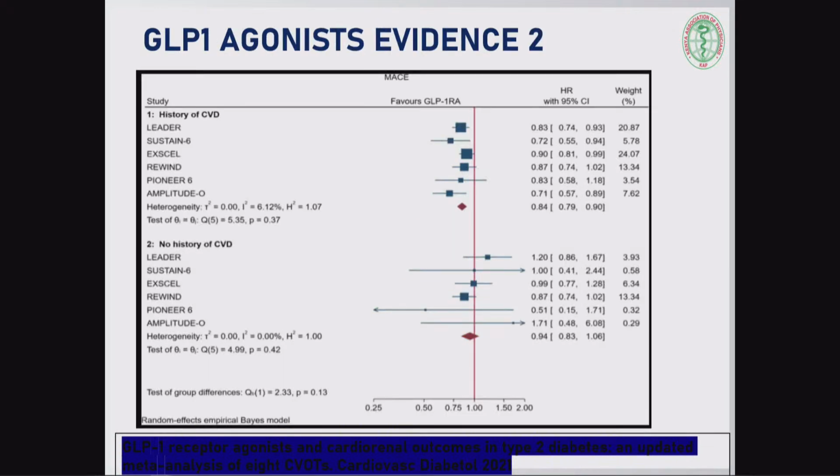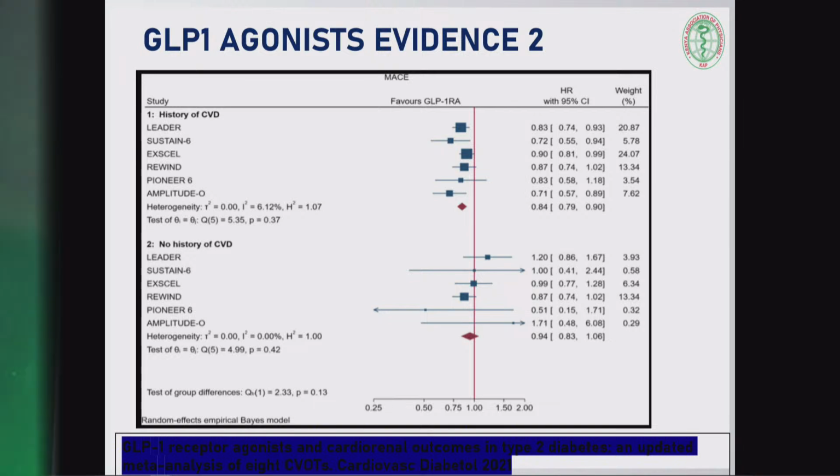I put up this slide to remind us that even if we have these beautiful agents, we should not forget our basic agents. We should not forget our sulfonylureas, our metformin, and all the other basic agents that we usually use for type 2 diabetes.